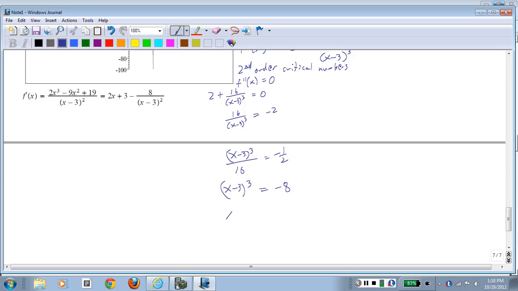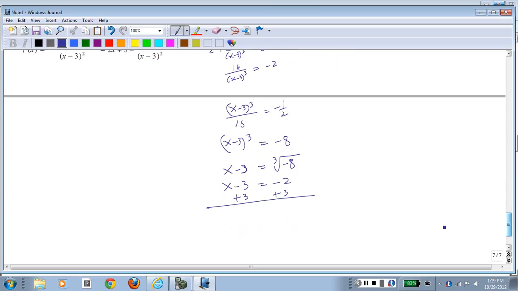Take the cube root. Yes. x - 3 equals the cube root of -8. We're just concerned with real solutions. So x - 3 equals -2. So x equals 1. A lot of work. x equals 1. So that's our first order critical number.